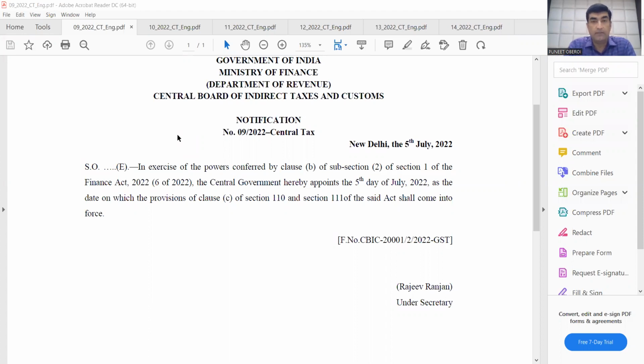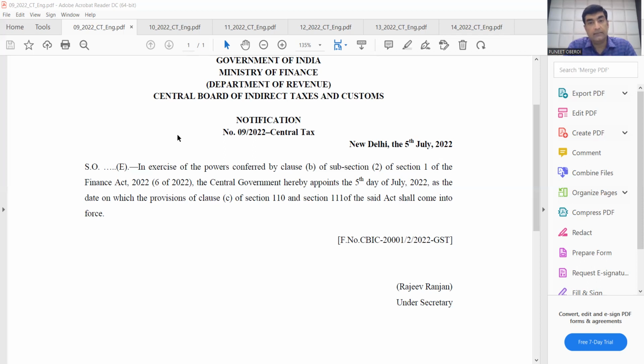It gave the facilitation that any amount you are depositing in the electronic cash ledger, whether under the head of tax or interest or penalty, can now be freely transferable for setting off your liability under any of the tax heads of integrated, central or state. At the same time, there is a change that it can be further transferred to any distinct person also, provided that if there is any liability in the liability register, then this amount cannot be transferred. So this has now been enforced.